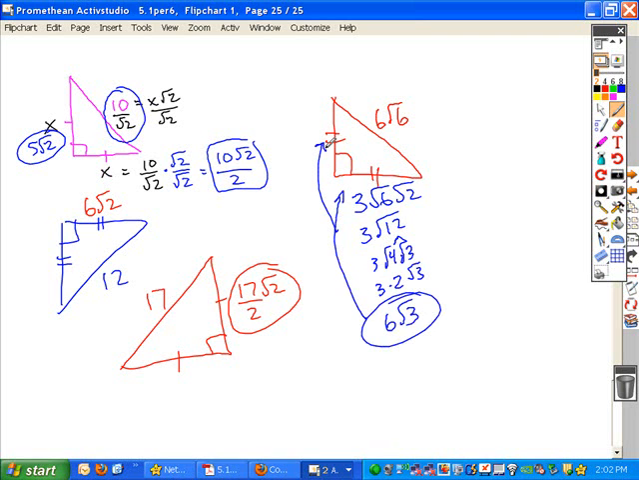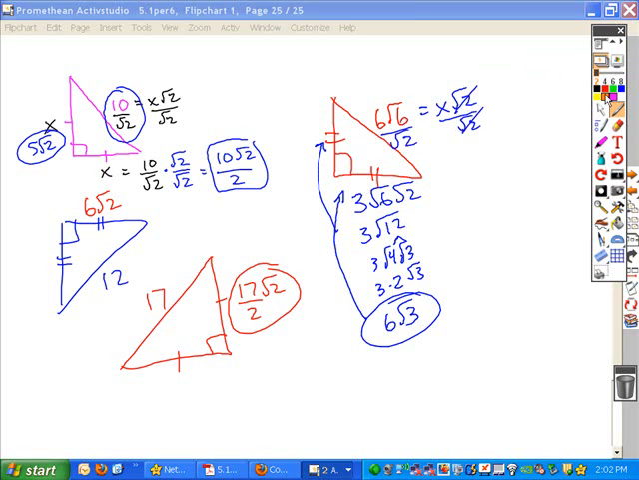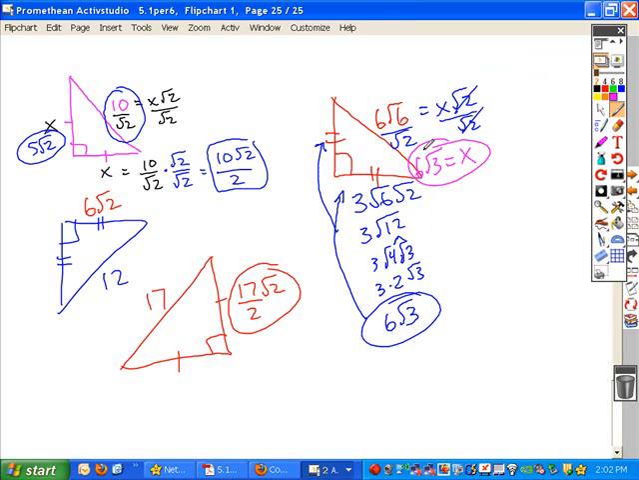Okay. Now, you could also go directly to this simplified form. This is equal to x root 2. So if you just directly divide by root 2, you could simplify this whole process. x is equal to 6 root 6 divided by root 2, which gives you root 3, and it can lead you directly to that solution.